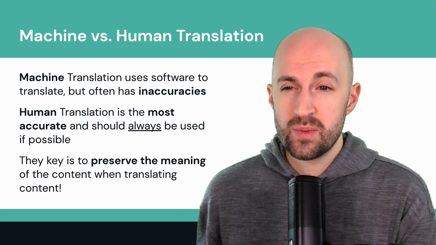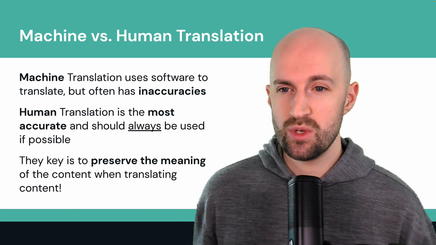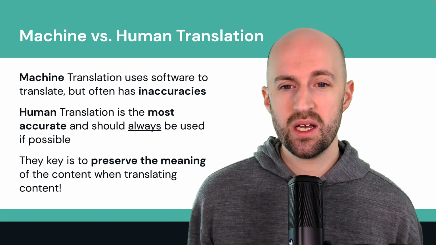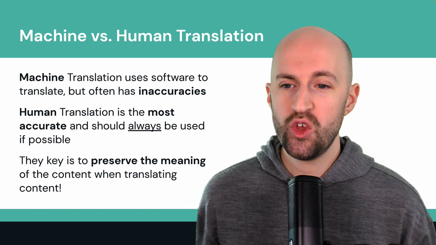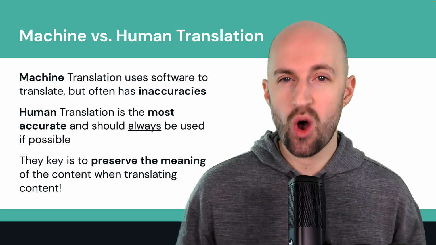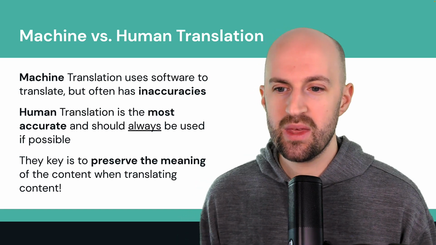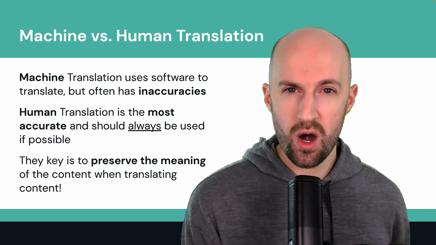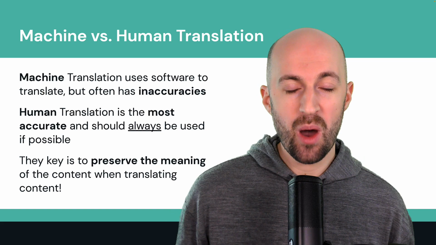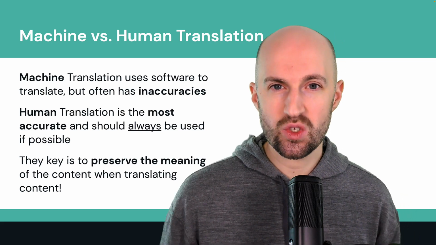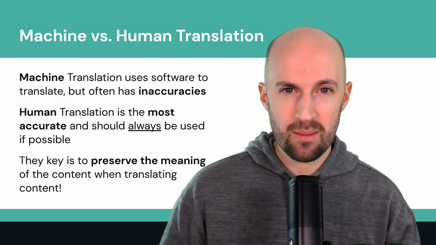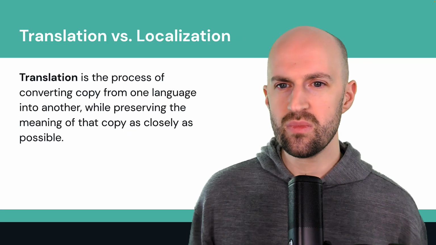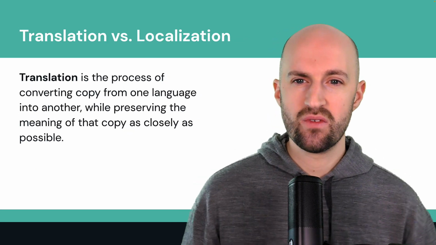Now, let's talk about the difference between machine versus human translation. Machine translation uses software to translate, but often has inaccuracies because it's just not perfect yet. Human translation is actually the most accurate and should always be used if possible. The key is to preserve the meaning of the content when translating, not necessarily translate the words, because that can really be botched up by machine translation. That's why a human translator can really understand the meaning of the text and then translate it accordingly to the local dialect.